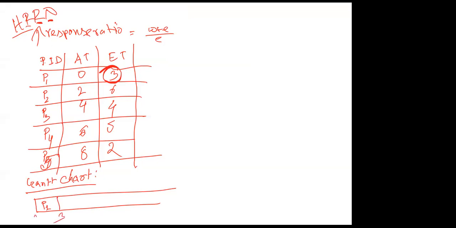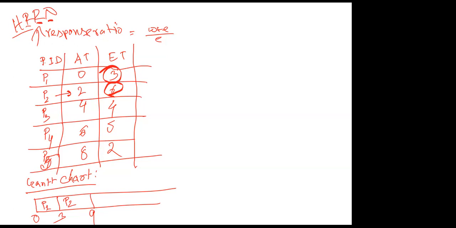At time unit 3, how many processes are inside the RAM? Only process P2. P3 arrives at time unit 4. So P2 will be scheduled by your operating system, and it takes 6 units of time. So 6 plus 3, and it will complete at 9. Now let's check how many processes are inside the RAM.